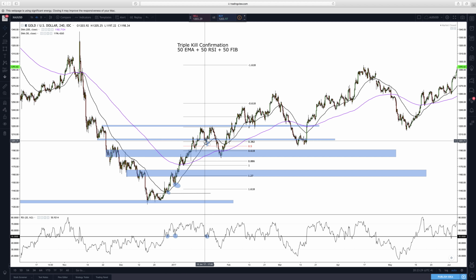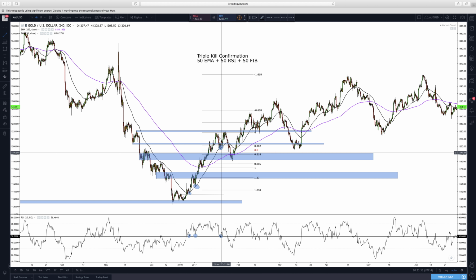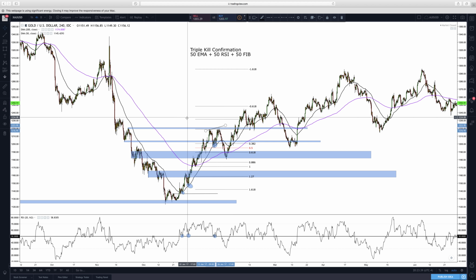And then we saw price come down and actually struggle right over here. And it's actually forming divergence at the same time. So you would have seen divergence forming. You would have seen price creating a double top. And boom, so there's your confirmation.